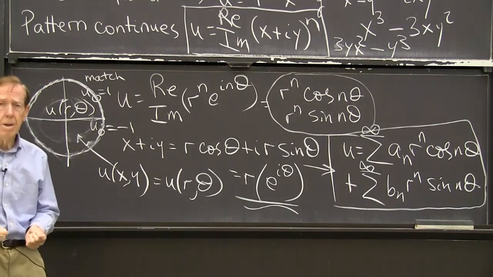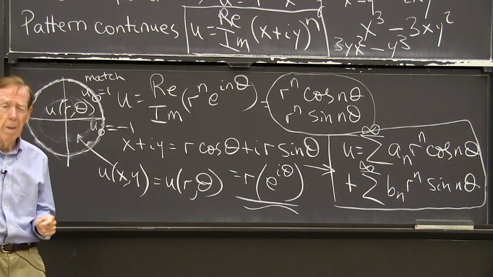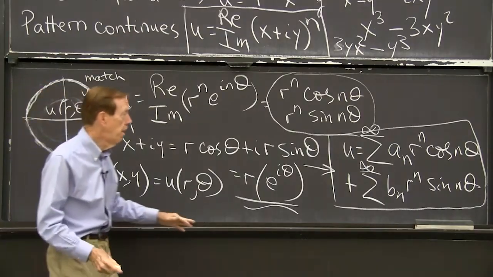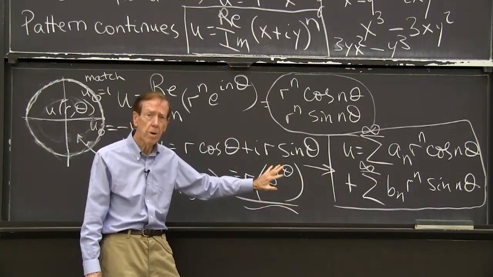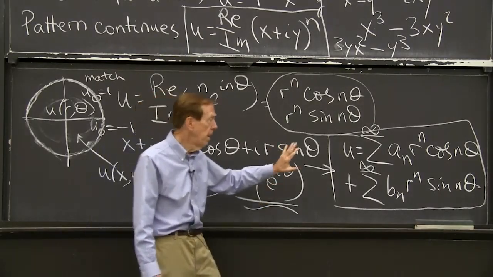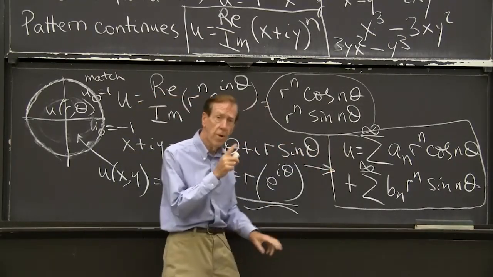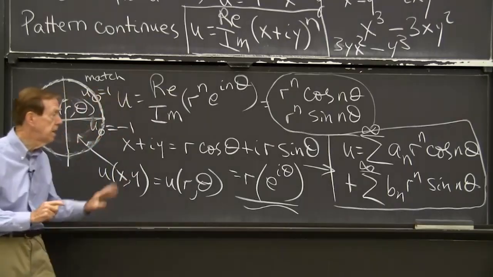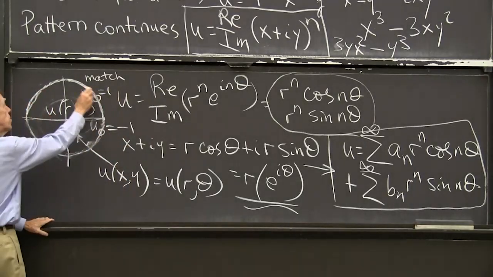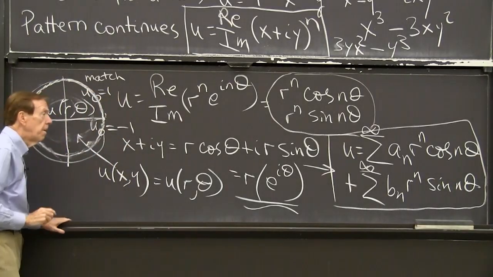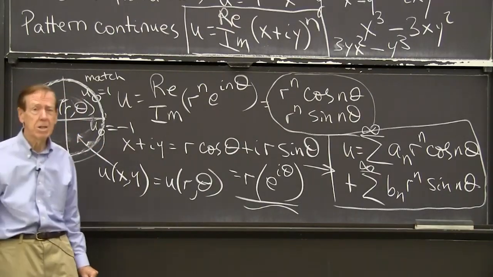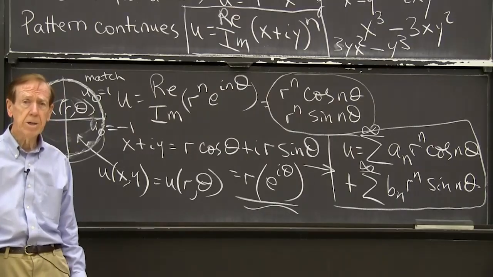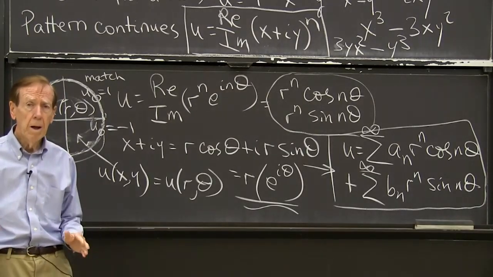Well, there's a big theory there. How do I match these? That's called a Fourier series. So I'm finding the coefficients for a Fourier series, the A's and B's, that match a function around the boundary. And I could match any function, and Fourier series is another entirely separate video.